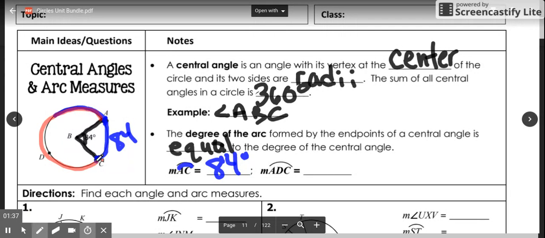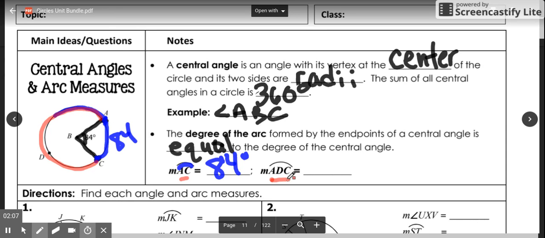Now I want you to notice we learned two different types of arcs in your vocabulary. You had a minor arc, which was less than 180 and is represented by 2 letters. And then you have a major arc, which is more than 180, and it's always going to be represented by 3 letters. So arc AC, the blue, is going to be the minor arc. It's 84 degrees, less than 180. The arc ADC, highlighted in the peach, is going to be a major arc, and it's going to be more than 180. So how do I determine that?